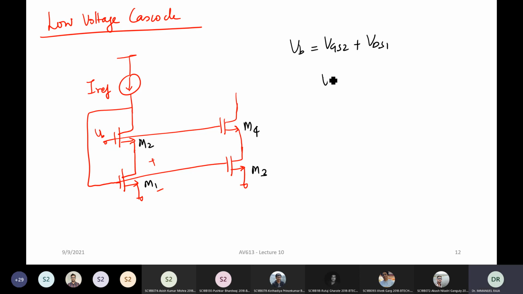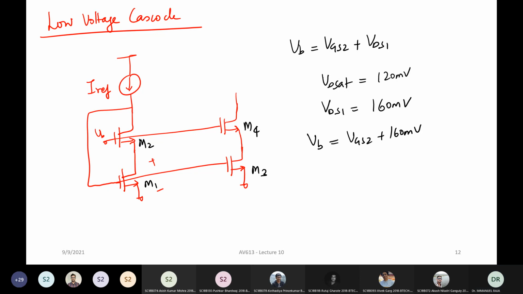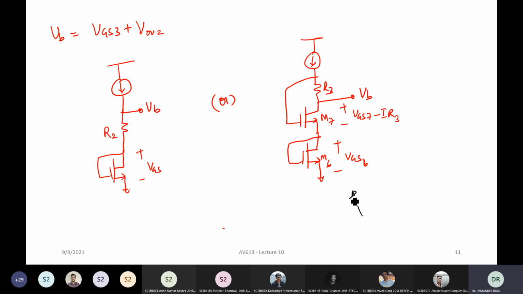So, for example, if your VDSAT is going to be, let's say, 120 millivolt, you will say, okay, I'm going to set my VDS1 with some margin, and let's say I'm going to set it at 160 millivolt. Then you will take VB to be equal to VGS2 plus 160 millivolt. So here you get an extra degree of freedom. Now, how to generate this VB? You can generate this VB just like how we did here. You can basically use any one of those circuits.